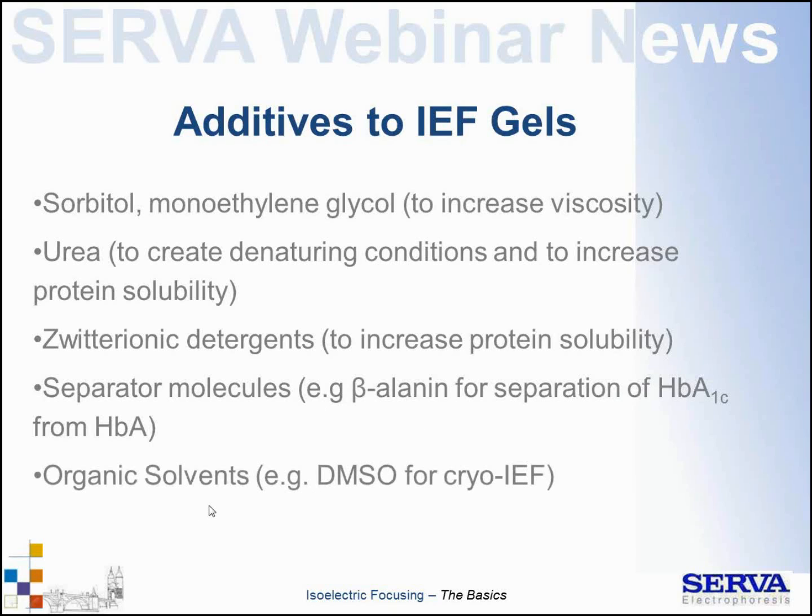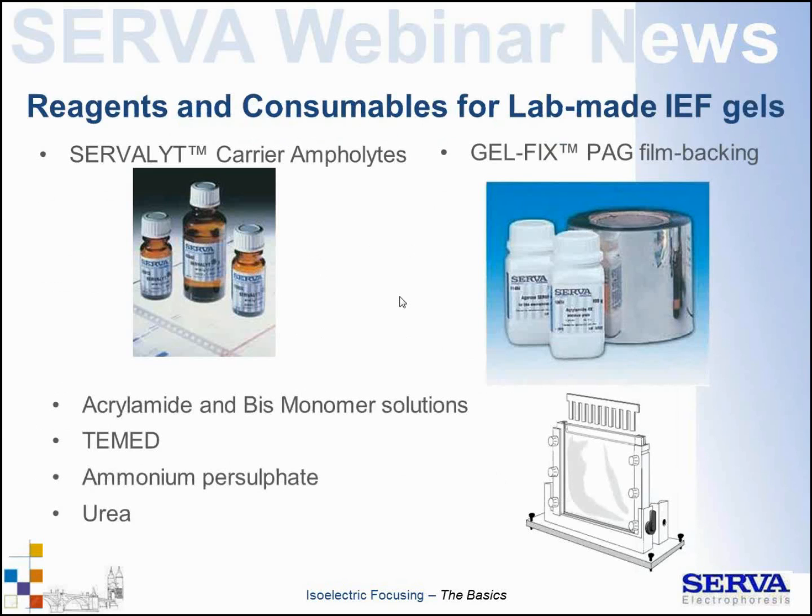You can also add organic solvents. Up to 50% dimethyl sulfoxide can be added, for instance, if you need to do cryo isoelectric focusing for separating temperature-sensitive enzymes, for instance, in order to avoid freezing of the gel. That works quite nicely. Yeah, you can make the gels yourself.